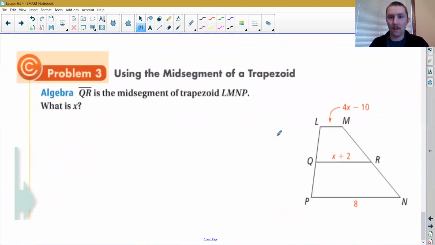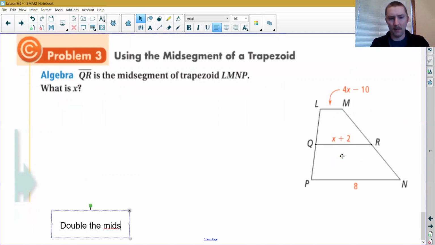Okay, so we're going to look at something like this. Here we have a picture, and we're being asked to find the value of x. This is a trapezoid and QR is our mid-segment. So this is our mid-segment, and we're asked to find the value of x in this picture, okay? What I want you to remember is if we double the mid-segment length, it should equal the two bases added together.